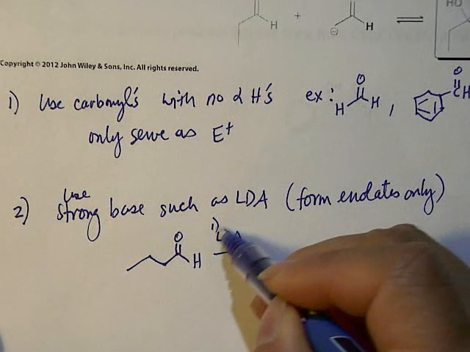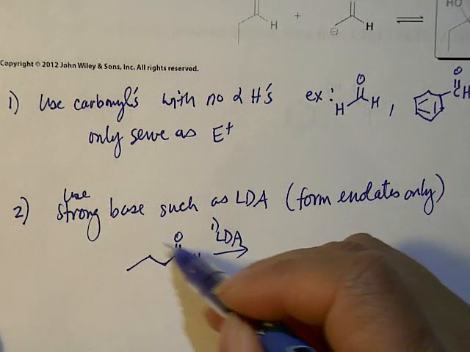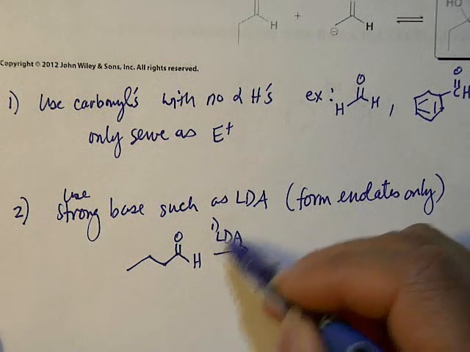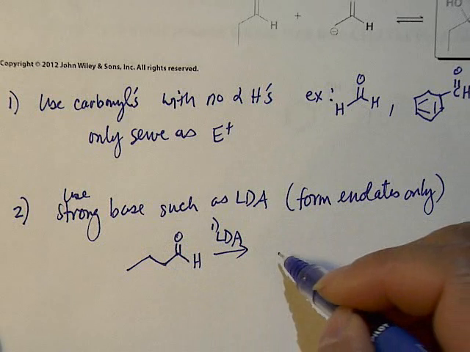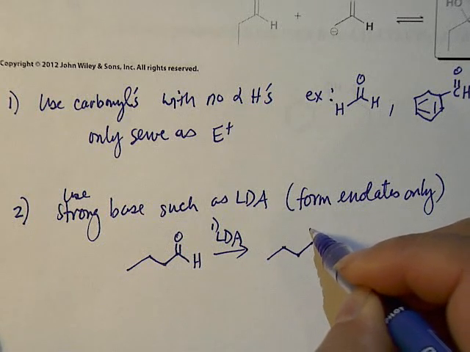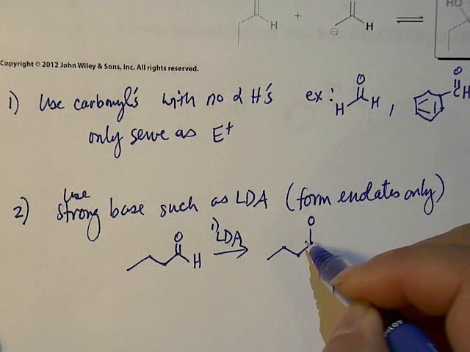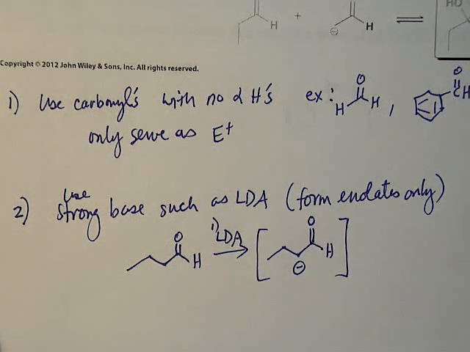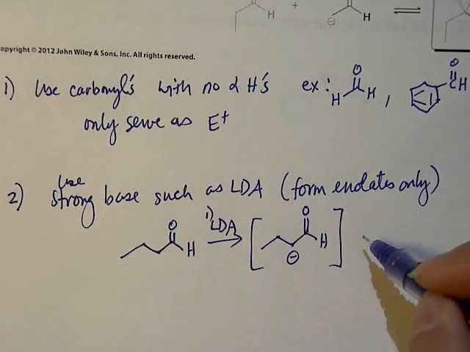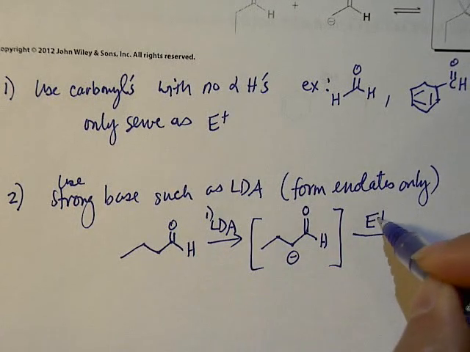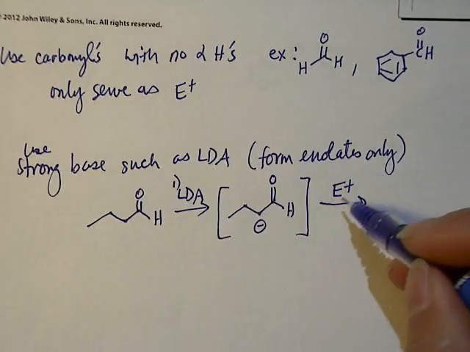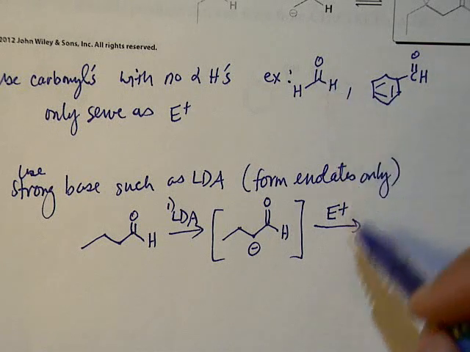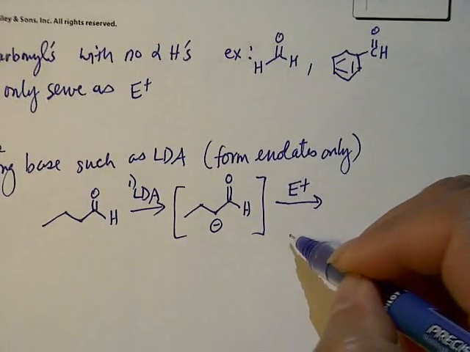And if you have LDA in the flask and you add the aldehyde dropwise to the LDA solution, so that you have more of the LDA than the starting material, then you could form the enolate without having the starting material present, and then you add an electrophile source. In this case, you don't have to be limited to aldehydes with the alpha hydrogen. You could use any kinds of aldehydes.